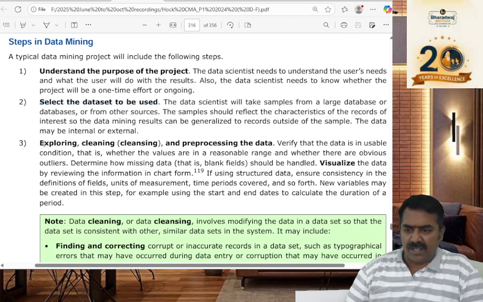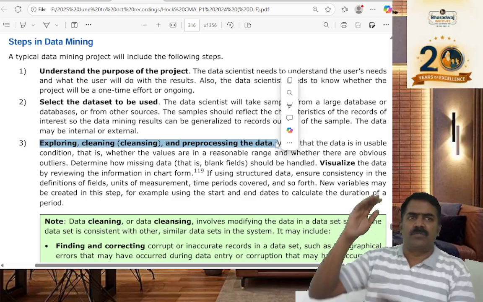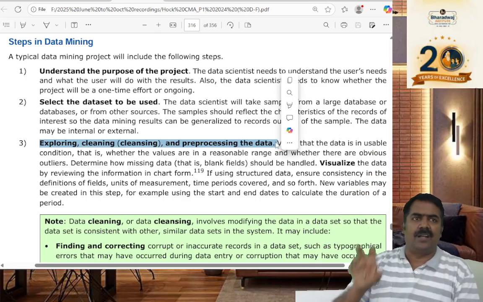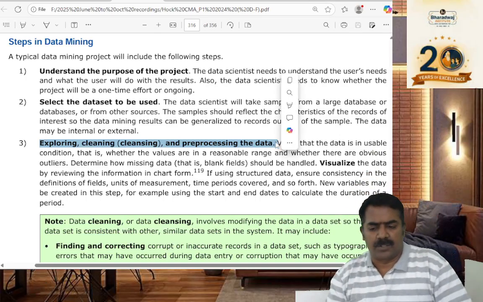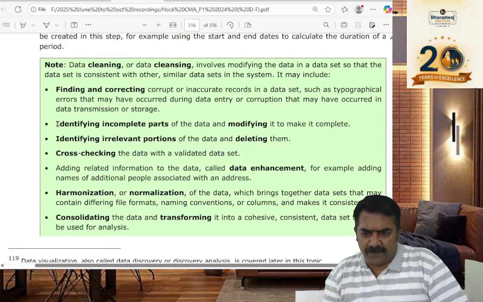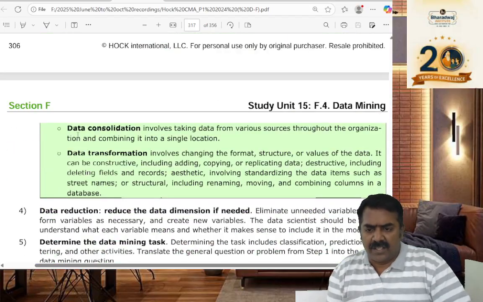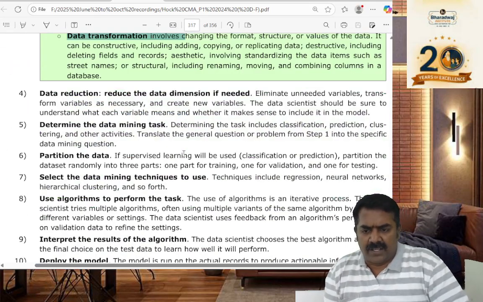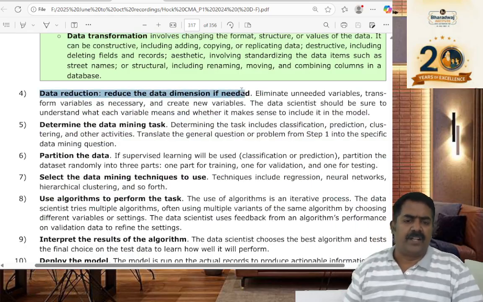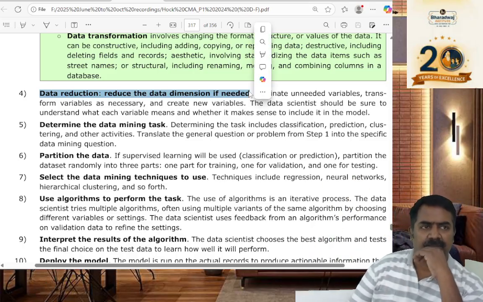Prospective students. Then exploring, cleaning, and preprocessing the data. You will have so much data. Filter and take prospective candidates' data from the market. You have to identify, cross-check, and harmonize, meaning group the data, then consolidate the data, then transform the data, then reduce the data if required. For example, all India students database is available.